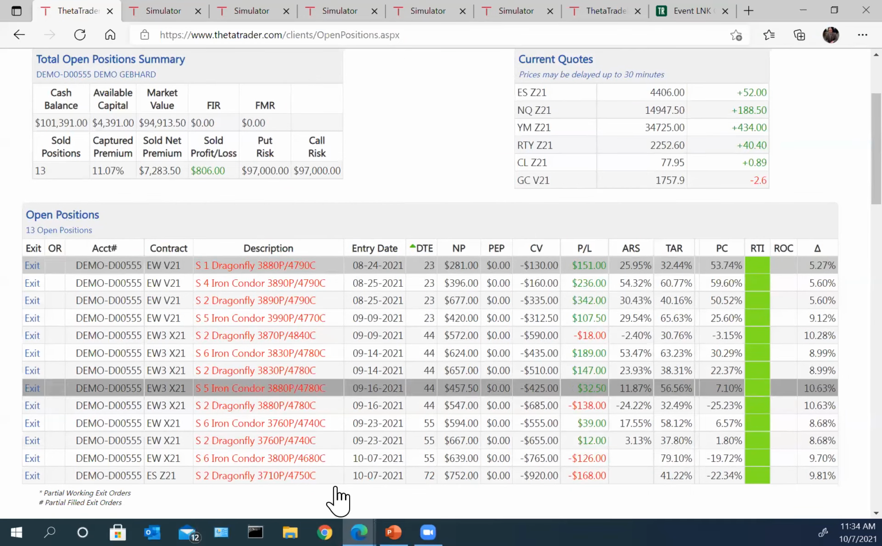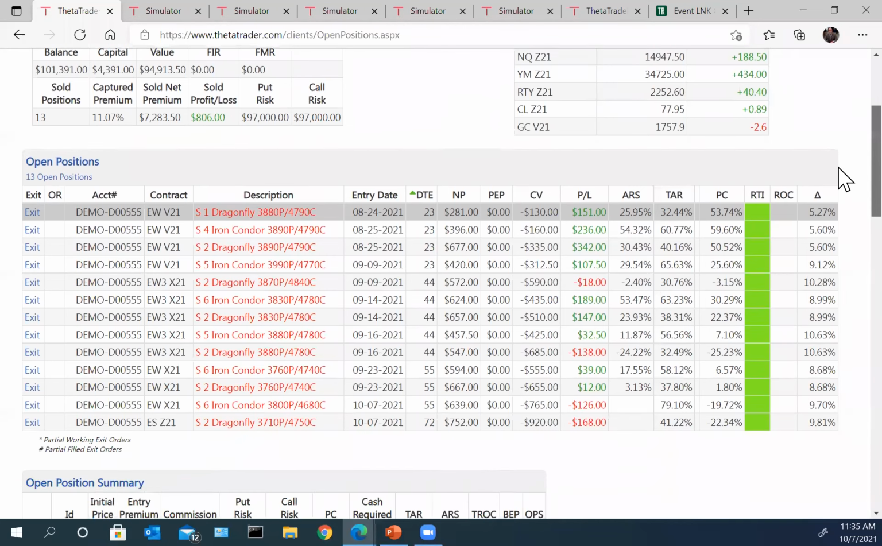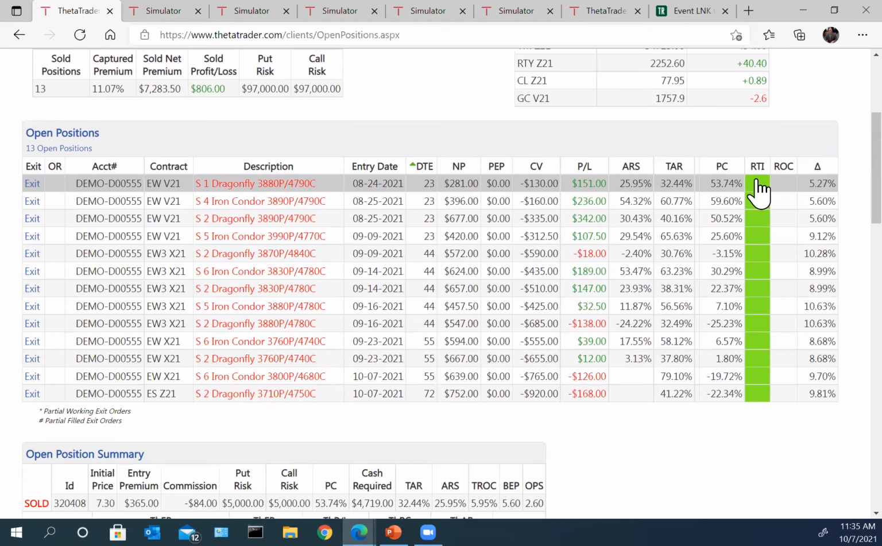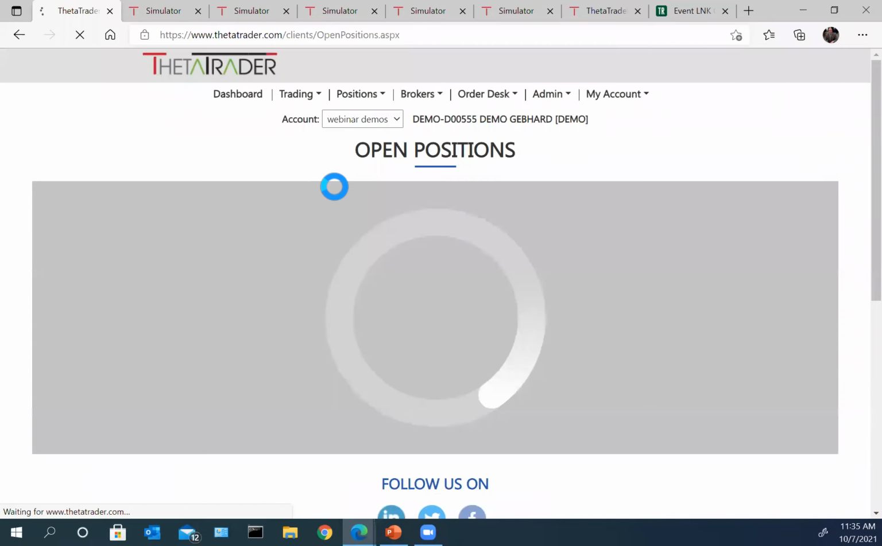But a lot of times when you're doing dragonflies and condors, the way we're doing them, you're going to have periods of time where you're going to have lots and lots of winners. It's just that way because they're high probability outcomes. And of course, there'll be times when the opposite may be true as well, just like any other kind of trading. So it just happens to be, you can see here, the RTI is green on all these. And if you wanted any detail on any one of them, you just click on it.